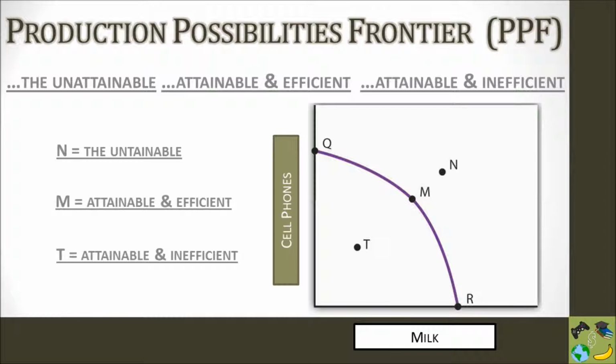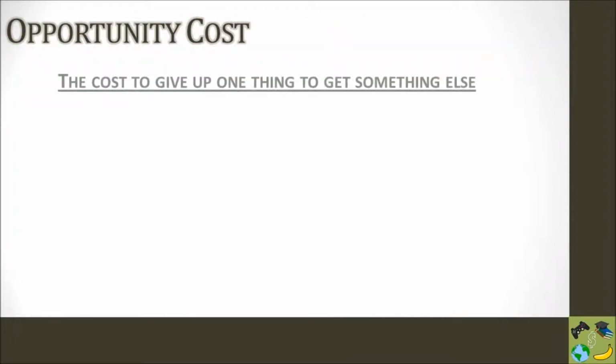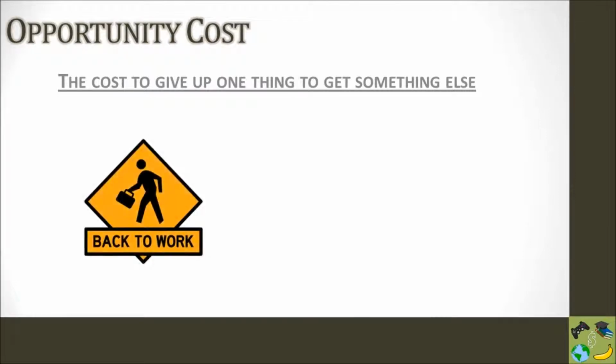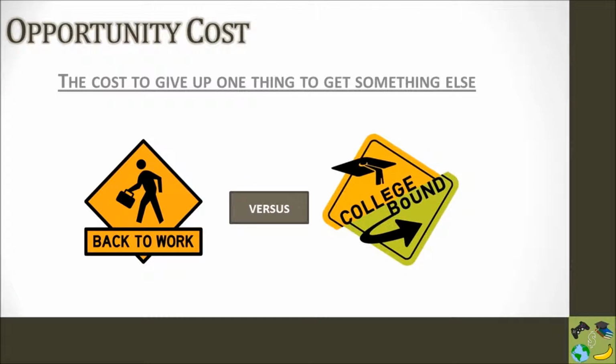Now this brings us to the topic of opportunity cost. Opportunity cost is the cost of giving up one thing to get something else. A simple example would be the decision between working after high school or obtaining a post-secondary education.